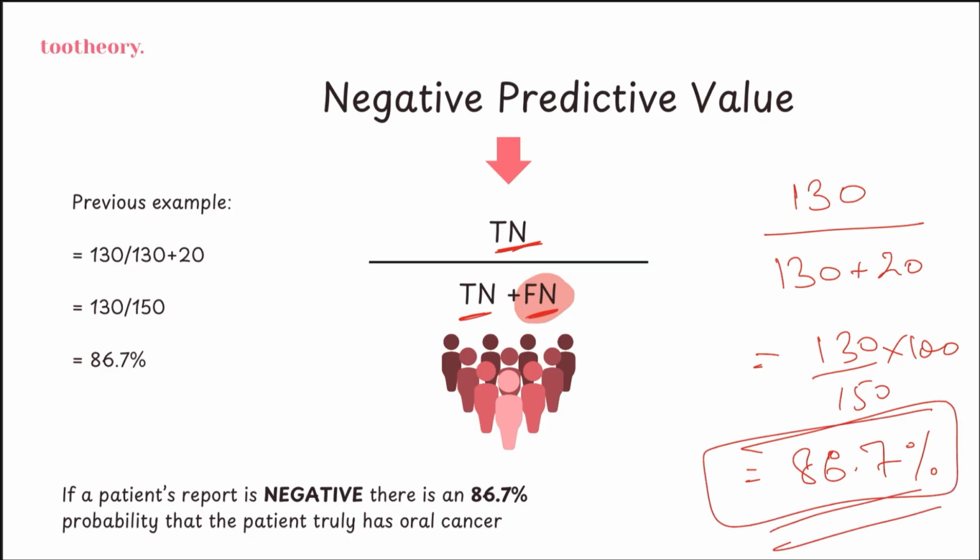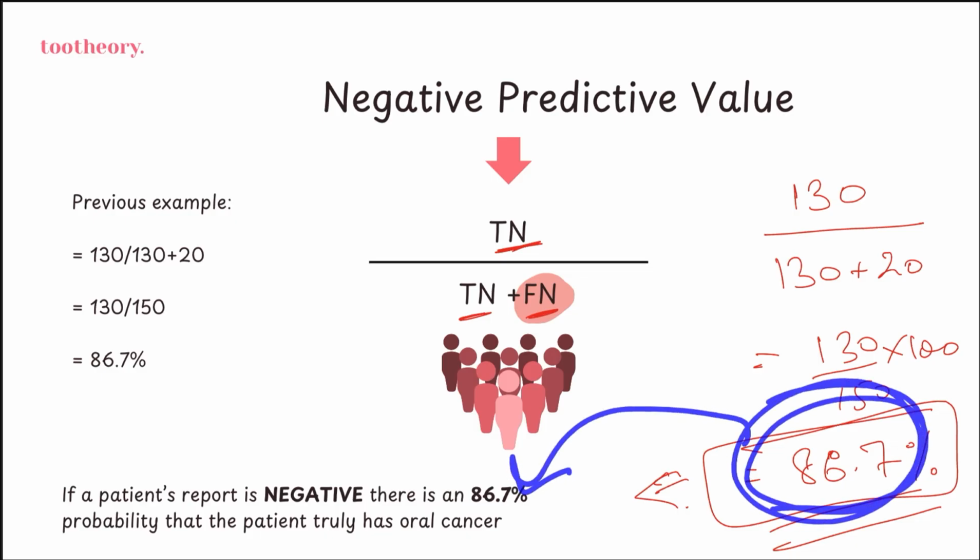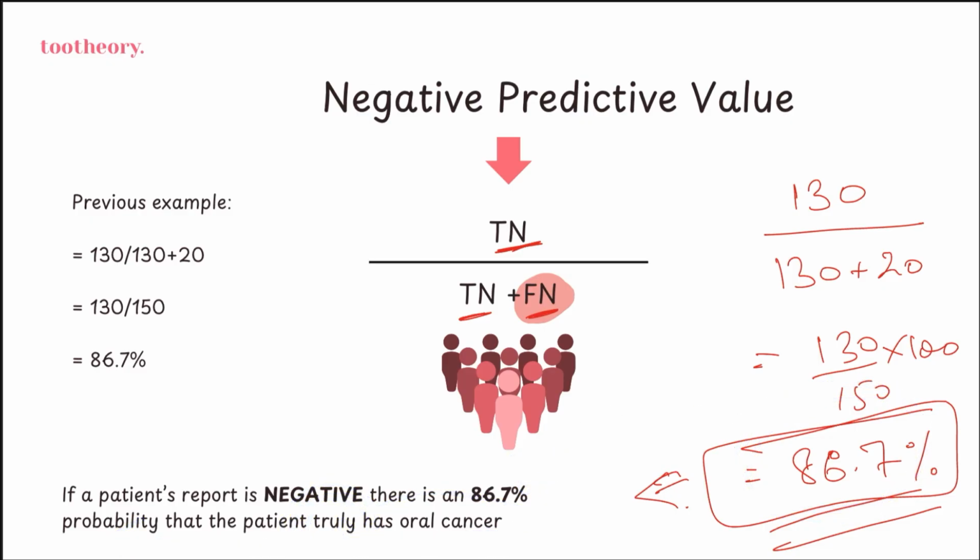So what does this exactly mean? It means that if a patient's report is negative, there is an 86.7% probability that the patient truly does not have oral cancer, and the rest of the percentage would probably be a doubt. So it's not 100% predicting the results well, but it is 86.7%, almost there. So these are basically the two formulas of negative and positive.